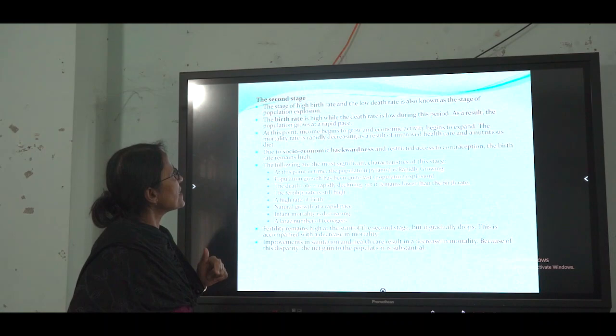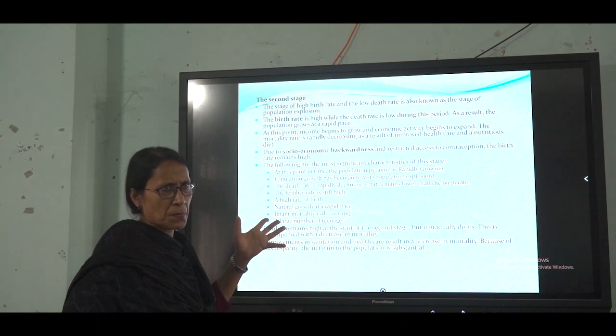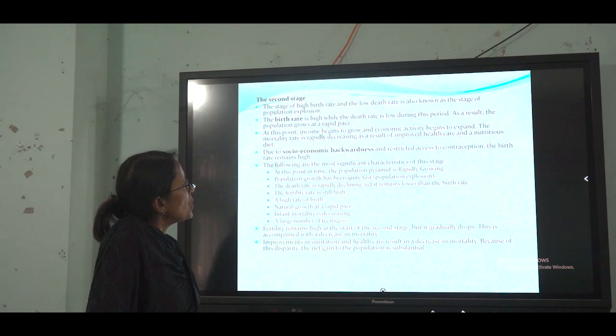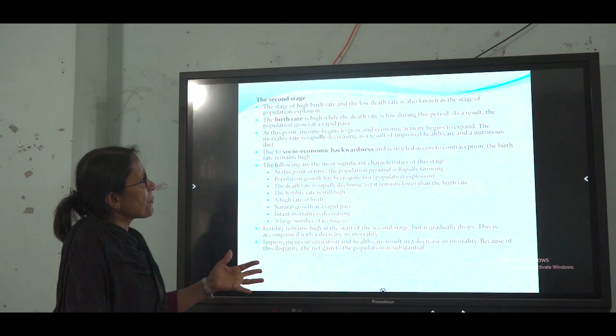In the second stage, a high birth rate and a low death rate, it is also known as the stage of population explosion. The birth rate is high while the death rate is low during this period. As a result, the population growth rate is rapid. At this point, income begins to grow and economic activities begin to expand. The mortality rate rapidly decreases as a result of improved healthcare and a nutritious diet.